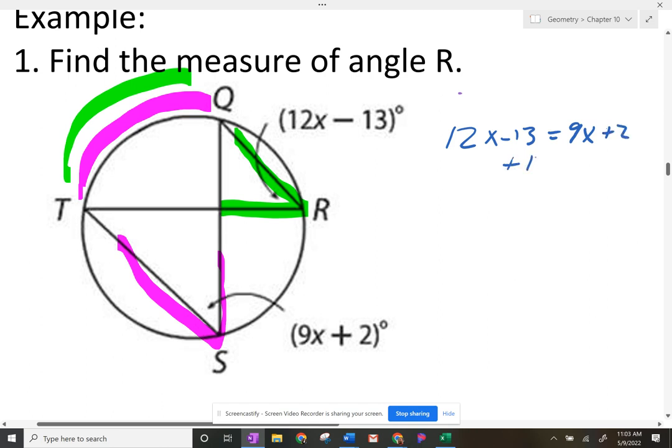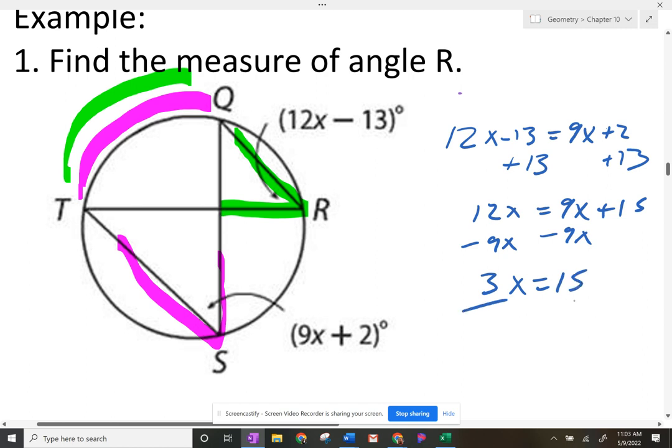I'm going to solve for it because it's just regular algebra at this point. I got 12x equals 9x plus 15, minus 9x to both sides, which tells me 3x equals 15. Divide both sides by 3. My x value equals 15. Sorry, not 15, equals 5. My x value equals 5. But it's asking, what's the measure of angle R?